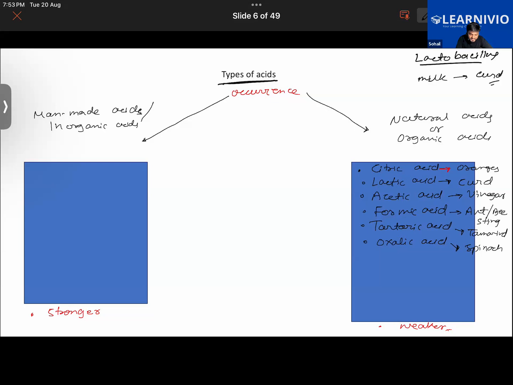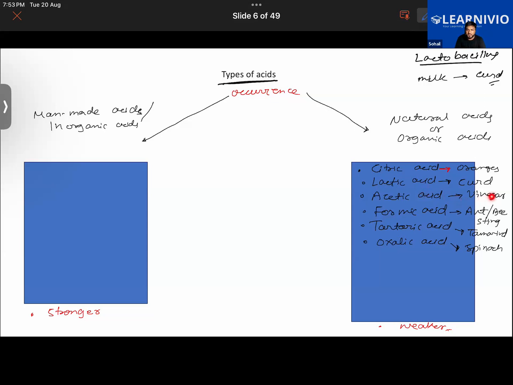No, lactic acid is a different thing. When milk is converted into curd, it contains lactic acid. These are two different things. This is a living organism. This is an acid. Completely different things. So far it's clear.